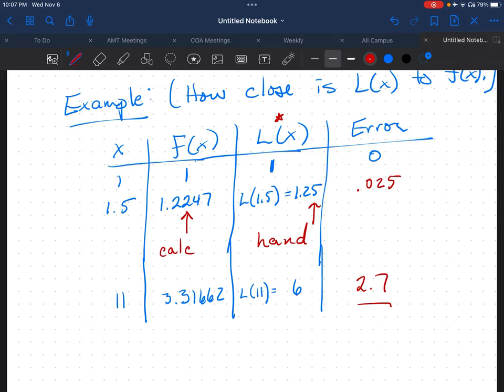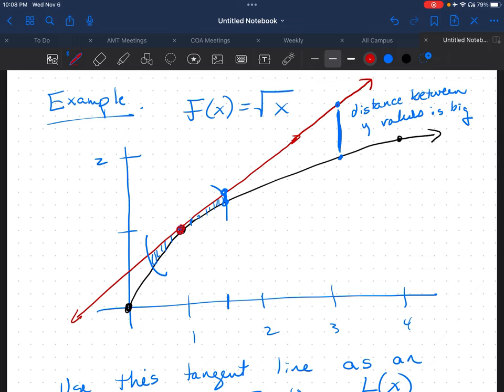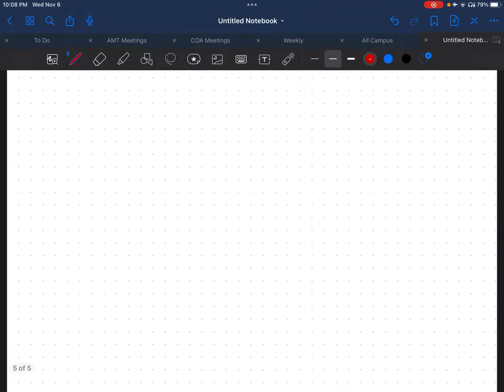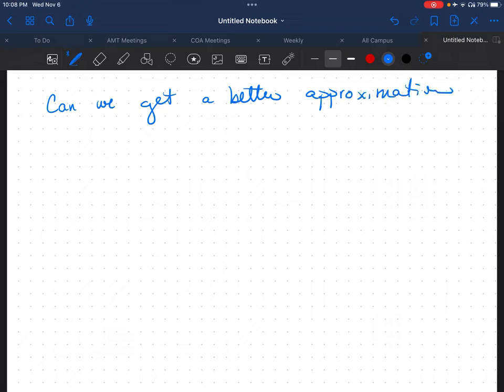Now, the reason this estimate is so bad is because 11 is far away from x equal to 1, where I wrote this tangent line. I used x equal to 1 as a very serious part of writing this approximation, and again, the linearization is only good locally. So maybe I can get a better approximation. Let's look at this. Can we get a better approximation by choosing a different, what we call center point?